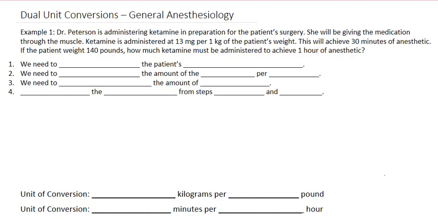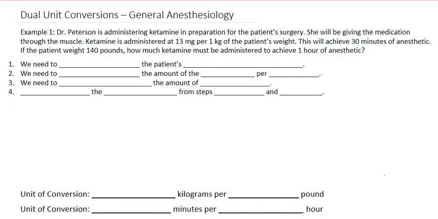Dual unit conversions. Dr. Peterson is administering ketamine in preparation for the patient's surgery. She will be giving the medication through the muscle. Ketamine is administered at 13 milligrams per 1 kilogram of the patient's weight. This will achieve 30 minutes of anesthetic. If the patient weighs 140 pounds, how much ketamine must be administered to achieve 1 hour anesthetic?